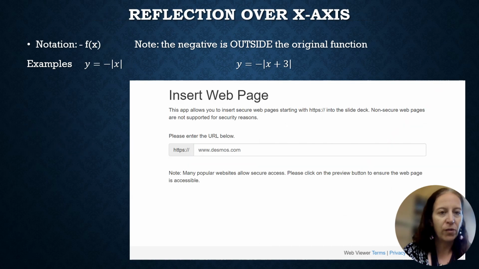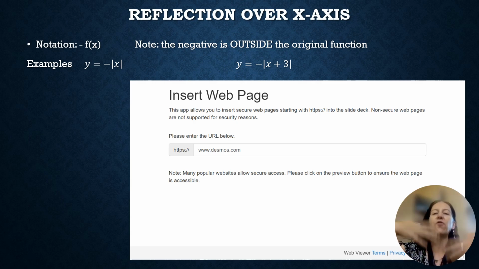And we'll come over to the next one. Next one is a reflection over the x-axis. So the x-axis is our horizontal axis. So what we're talking about here is we would flip it over the x-axis. So the notation for this is negative f of x. And you have a note there. Note that the negative is outside of the original function.